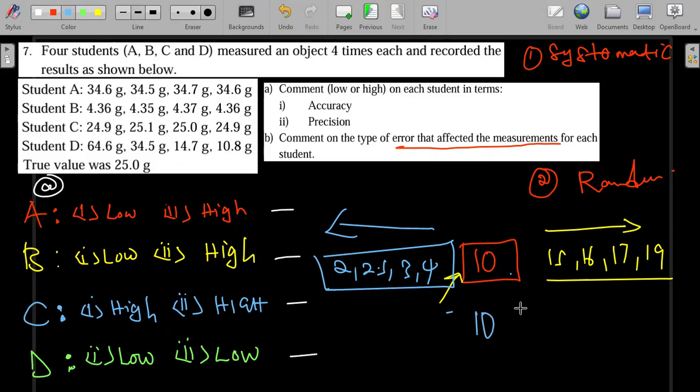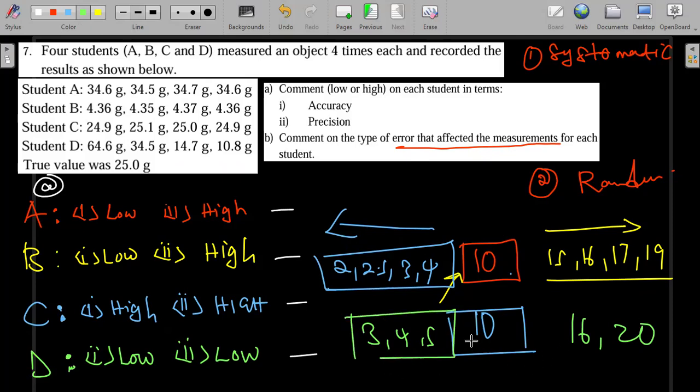So if my true value is 10, for these measurements to be affected by random error, it means when I measure this object on my weighing balance, some measurements will be lower than 10, others will be higher than 10. So maybe I get 3, 4.5, and then I also get 16, 20. We can see that some of the measurements are below the true value and some are above it. So there's no direction here, because my error is going to the right and it's also going to the left. So the random errors have no direction, while the systematic ones have a direction.